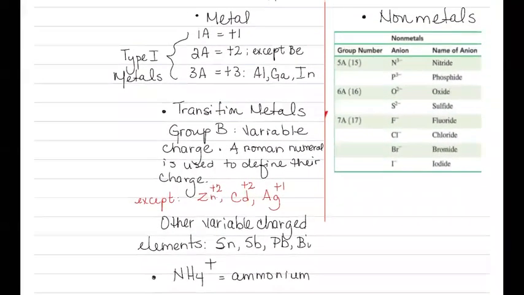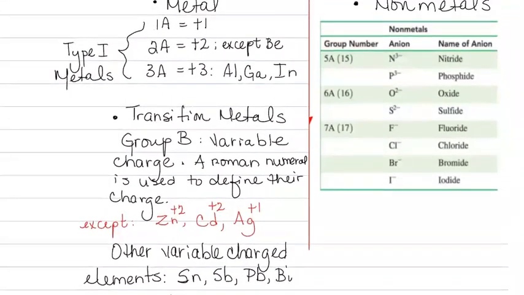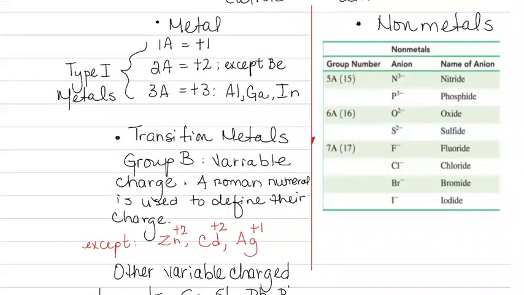This is where you find the information for the nonmetals. If you live in 5A, for the purpose of this class, we're only concerned with nitrogen and phosphorus. They are the ones that are -3. When it comes to 6A, oxygen, sulfur, also selenium, they have a charge of -2. You can see that the third column gives you the name of the nonmetals. 7A, your halogens, they're all -1.